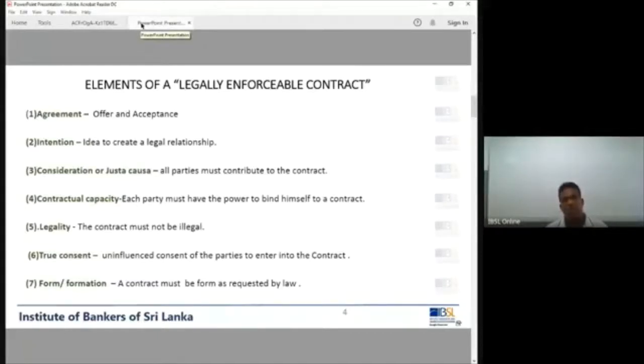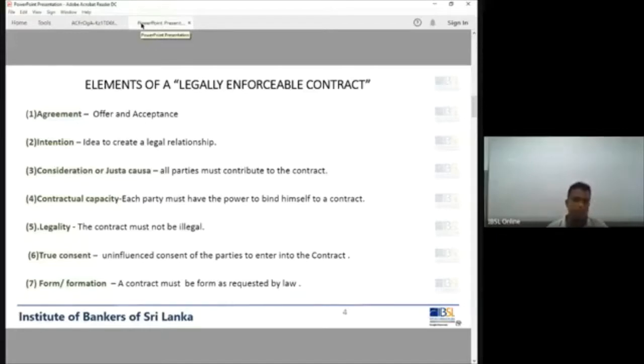So to identify whether the contract is valid or not, I said there is a test for that. What is the test? To see whether the contract is legally enforceable or not, I said there are 7 elements. If those 7 elements are fulfilled, then we can consider it a legally enforceable contract. So what are the 7 elements?